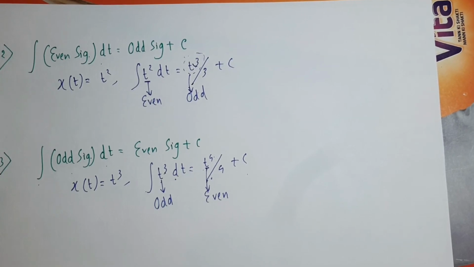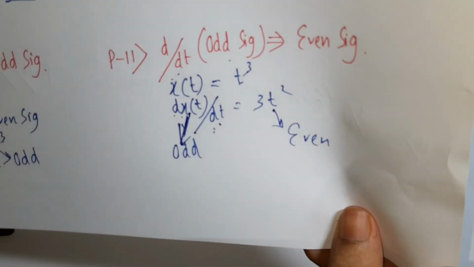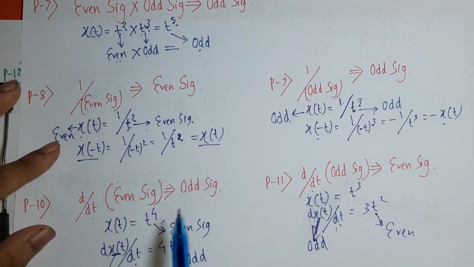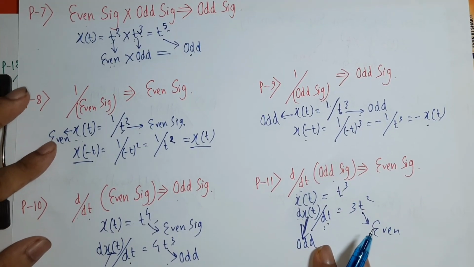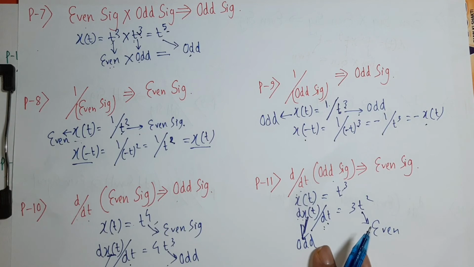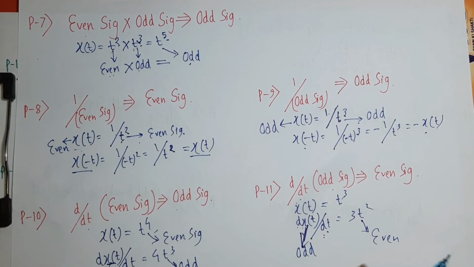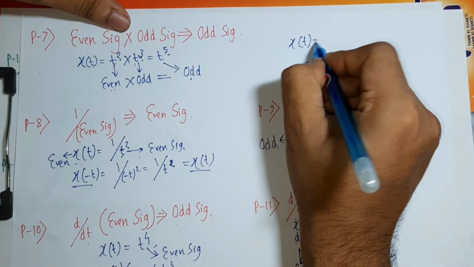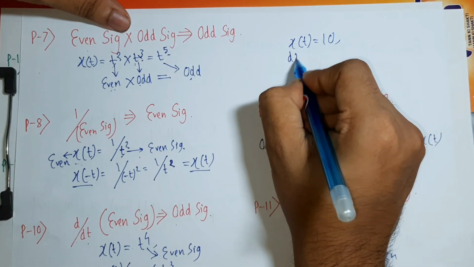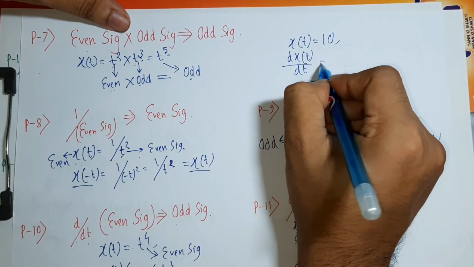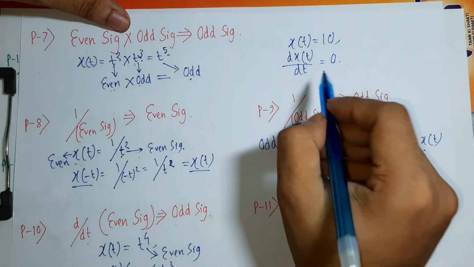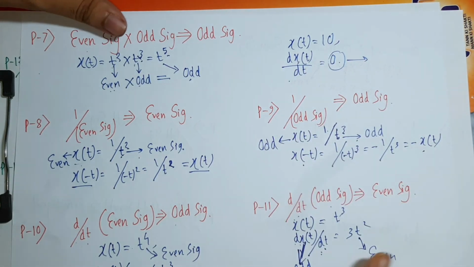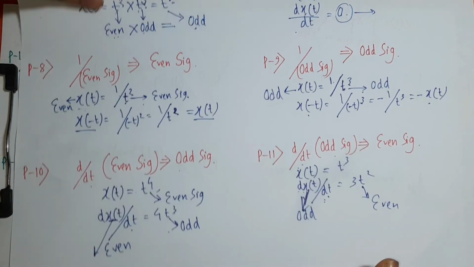And I want to say one more thing here that I forgot to tell you. I showed you that if you differentiate an even signal with respect to time, you will get an odd signal, but don't think that if you differentiate a constant value or a DC value with respect to time, that would be an odd signal. No, that won't be an odd signal. See, we have a DC value x(t) is equal to 10. If you differentiate this with respect to time, you will have dx(t)/dt equal to 0, because if you differentiate a constant with respect to time, you will get 0. So clearly, if you differentiate a DC value, you won't get an odd signal. You will get 0.